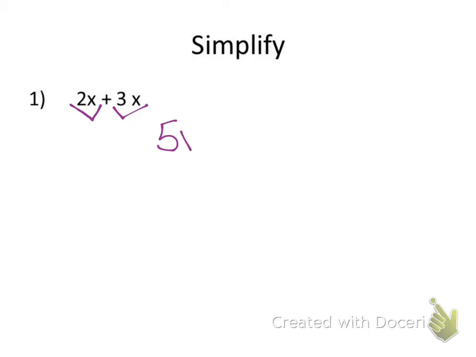5x. I added the coefficients. I brought the variable along for the ride. You don't change it. You don't make it an x squared. It just comes right along with it. Like 2 apples and 3 apples, you still have 5 apples. What are your questions on example 1?